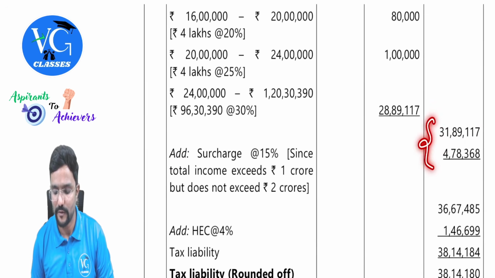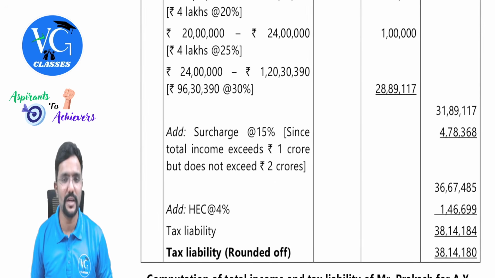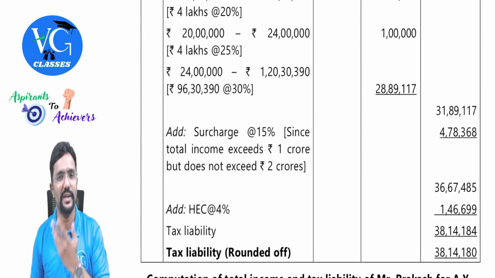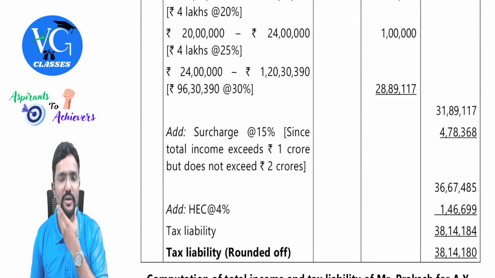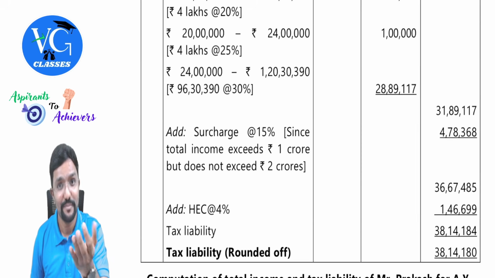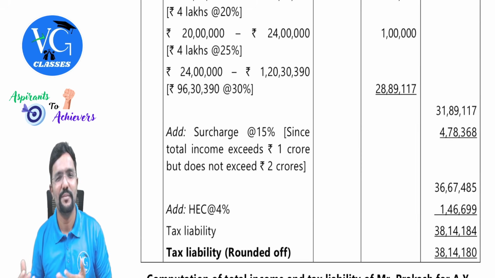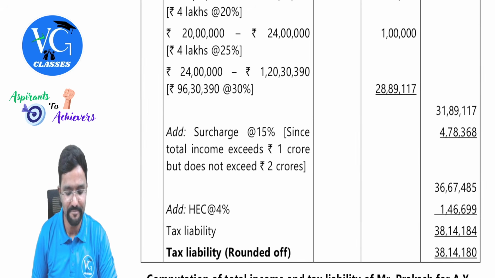Now add up both of these. Sir, should we check marginal relief here? No, guys. Total income has crossed 1 crore by a bigger amount. That is, 20 lakh is in excess of 1 crore. So please don't check it. Even if you check, you will not get it. Marginal relief will be 0. But you don't need to check, so unnecessarily don't waste your time.